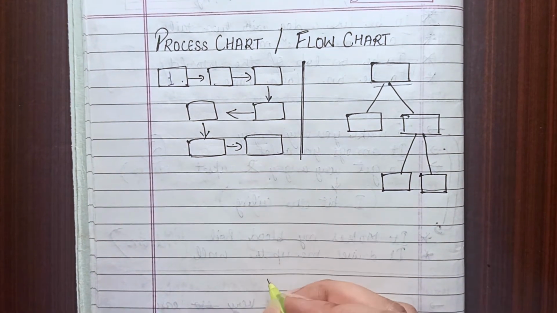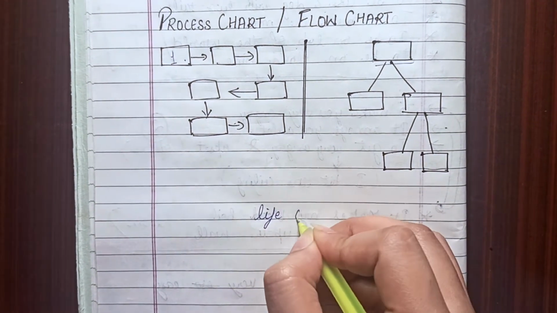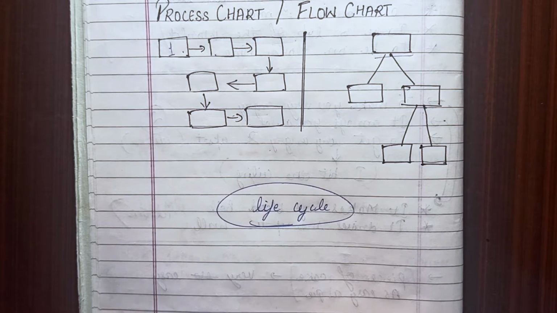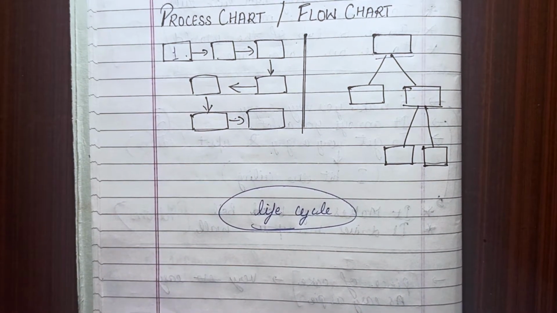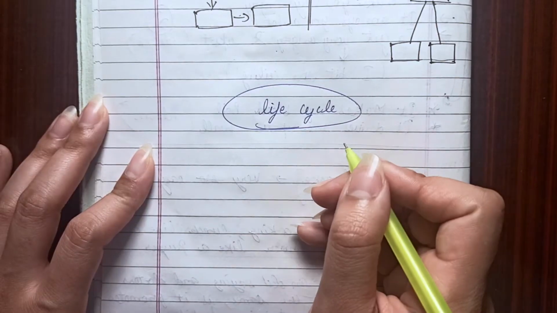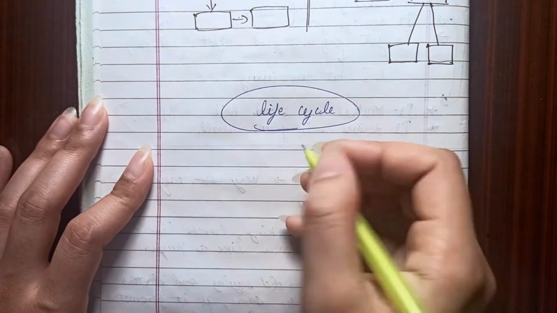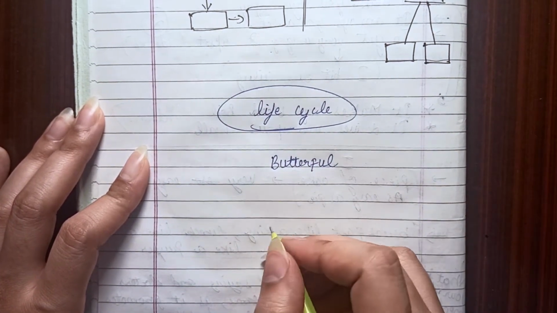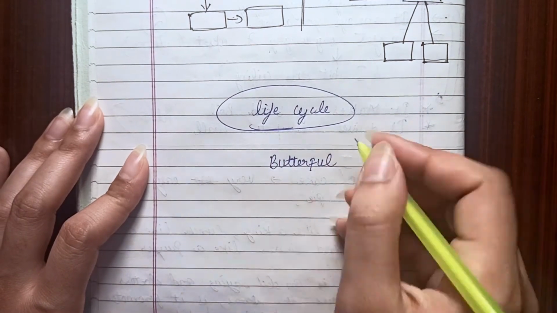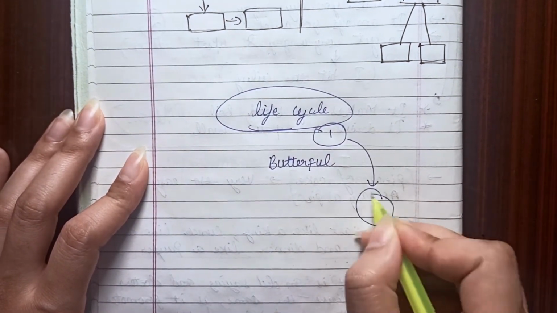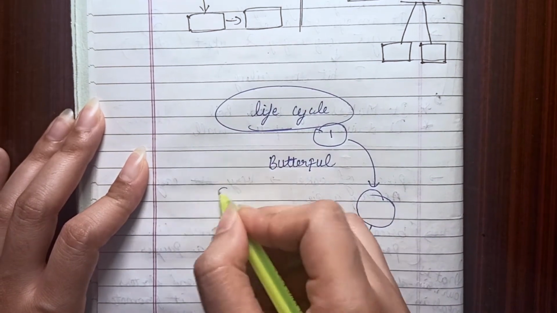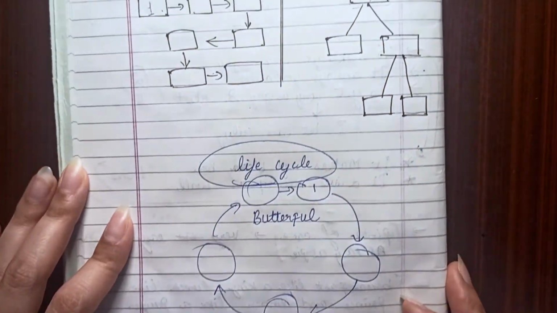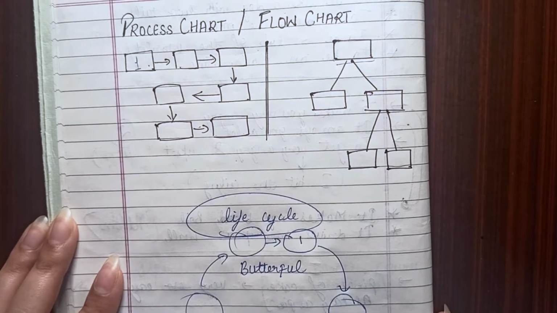One more thing can be there as well, that is the life cycle. This is the third type of chart, or you can interchangeably use it for the process chart, flow chart, or the life cycle. A life cycle may be of any particular thing, for example a butterfly, or it may be of a spider, or it may be of a fish as well. First stage, then it moves to this, then it becomes this, right? So a life cycle can also be there. You need to identify whether it is a process chart, flow chart, or a life cycle, right?